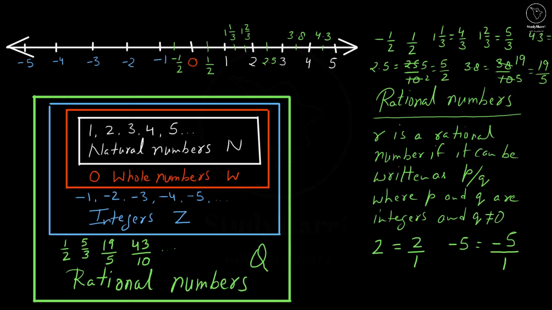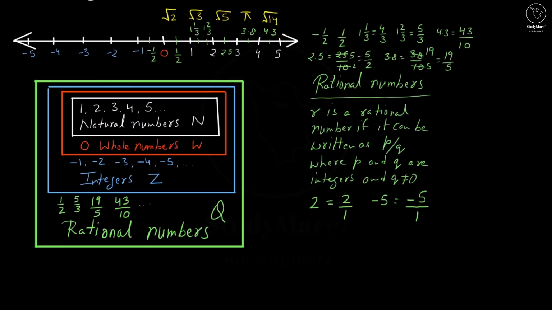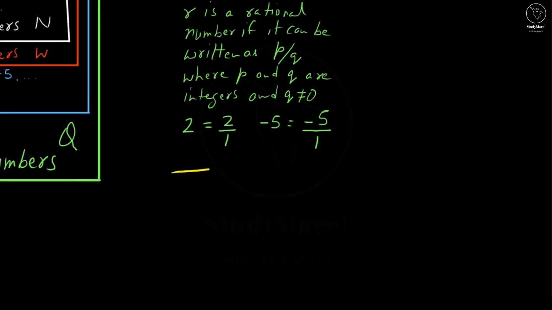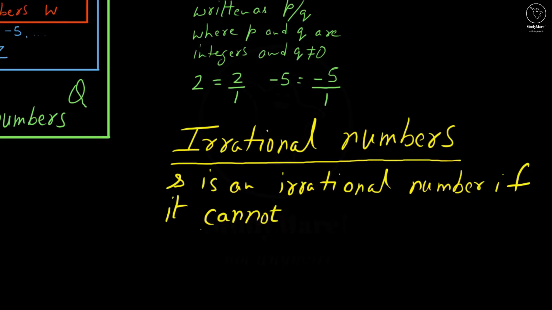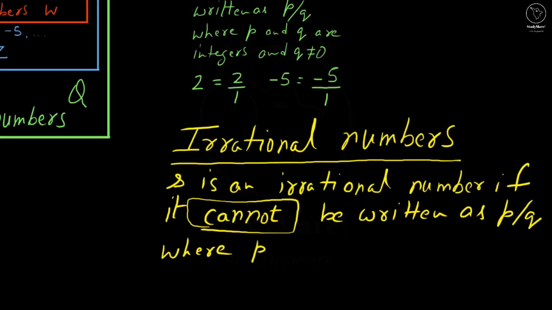Apart from the numbers we talked so far, there are still some numbers which are left out. Example, root 2, root 3, root 5, pi, root 14 and many more. These numbers will also have some points on the number line, but these are not rational numbers. Then what are these? These are irrational numbers. So if we give a general name to this irrational number as S, then it can be defined as an irrational number if it cannot, mind you, cannot be written in the form of p/q, where p and q are integers and q is not equal to 0.